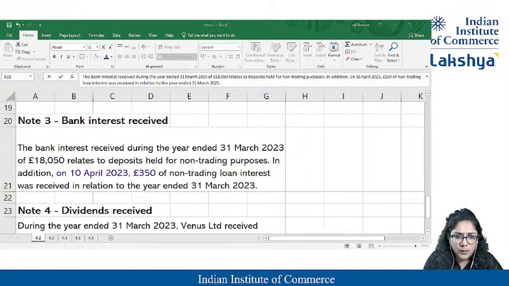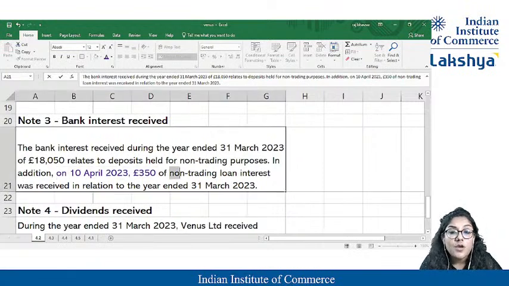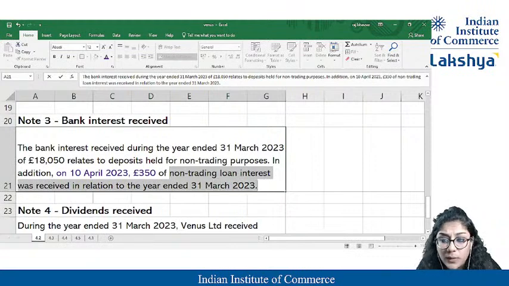So, ma'am, should I add on something, or are you expecting me to write another thing in that? So let's find out. Is there any situation for us to do something for that bank interest or not? A non-trading interest loan is being received, guys, as on 31st March only.